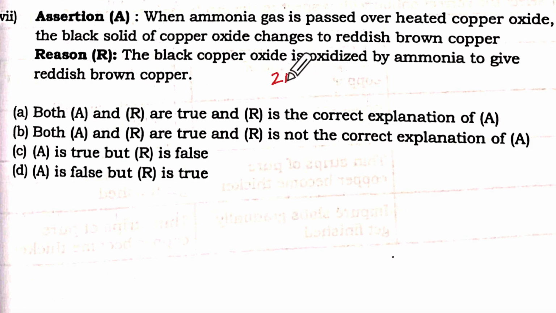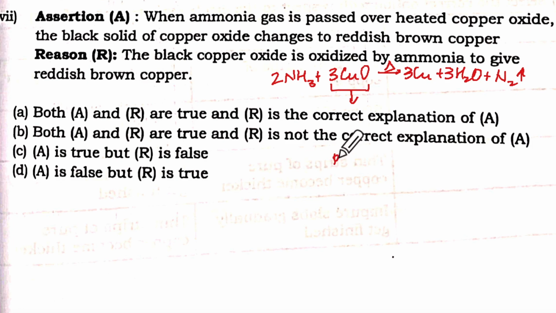You remember the reaction 2NH3 plus 3CuO. On heating gives 3Cu plus 3H2O plus N2 up arrow. Now remember, a similar question could have been asked with another compound, PbO, which is amphoteric in nature. So CuO will be basic in nature, this will be amphoteric, and with NH3 our reaction would be 2NH3 plus 3PbO. On heating gives 3Pb plus 3H2O plus N2 up arrow.